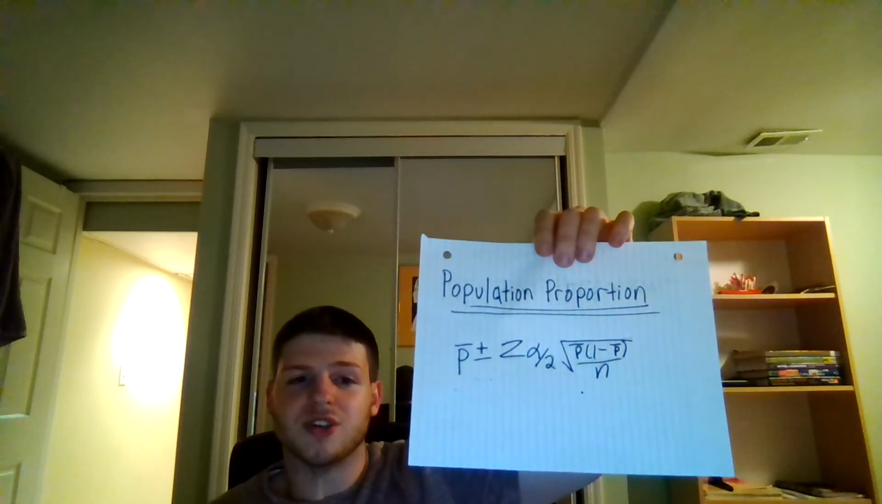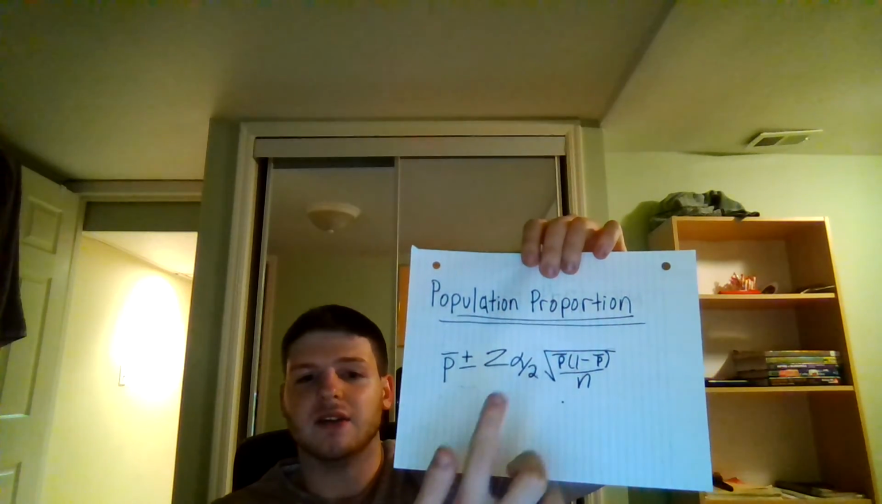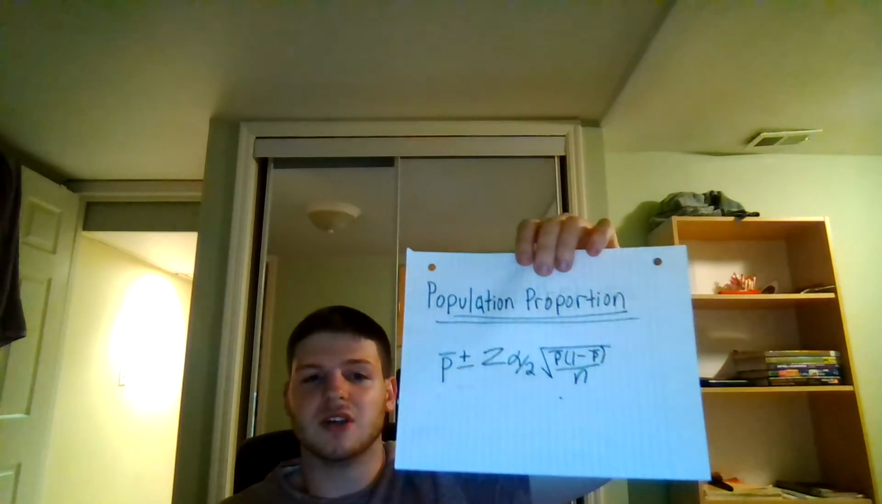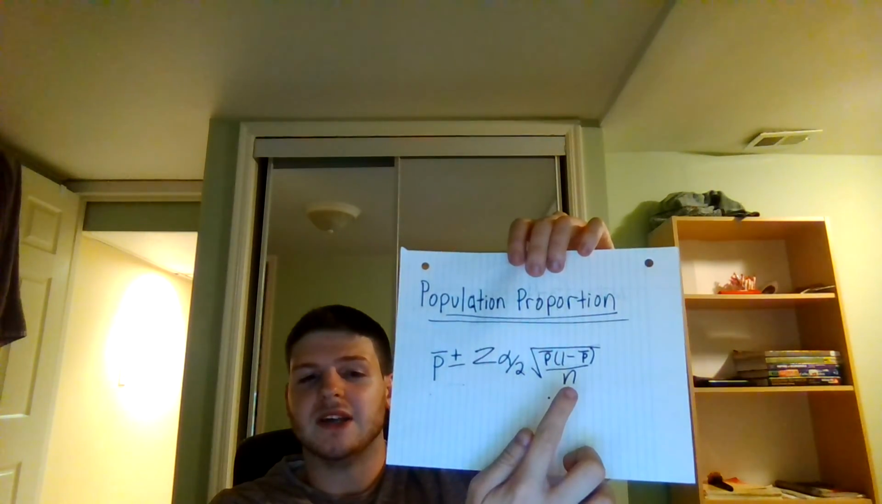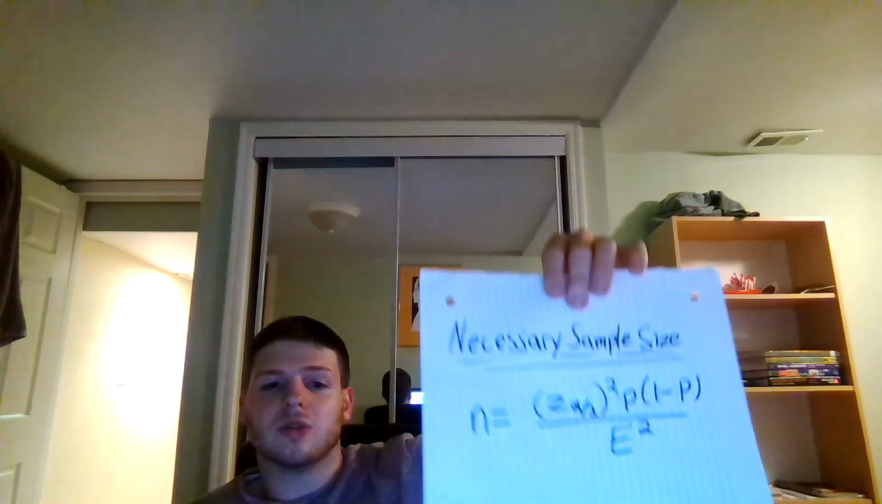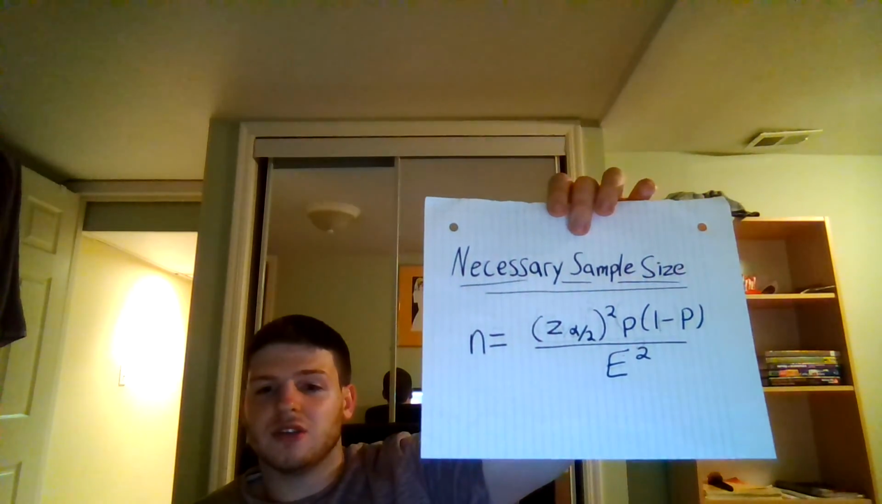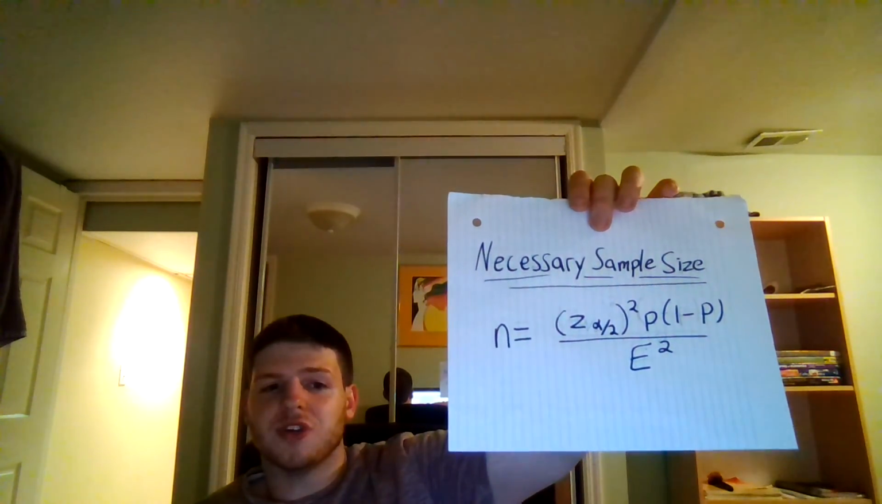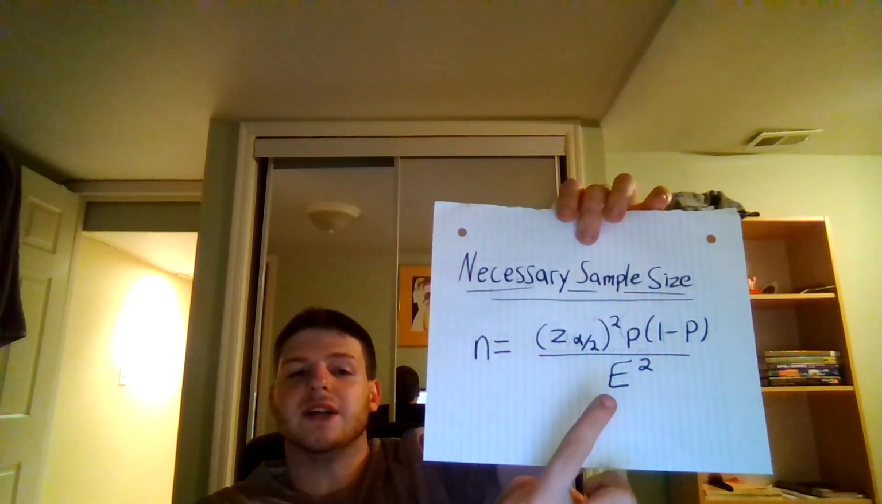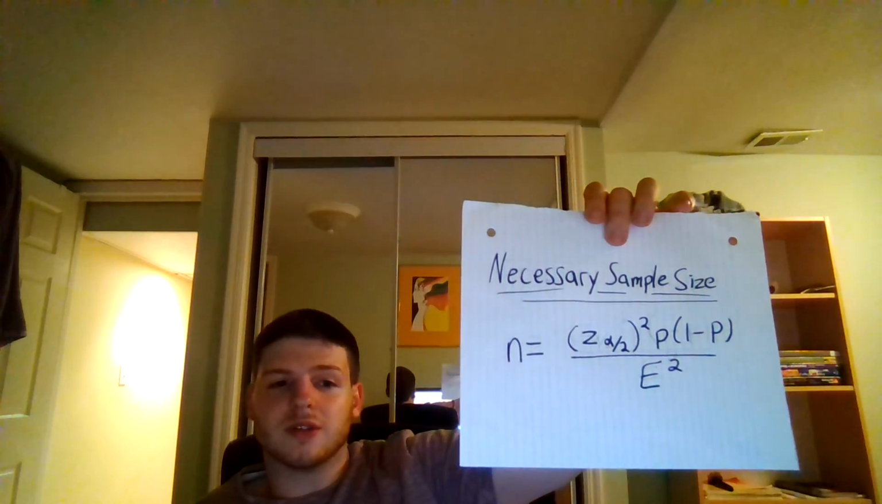your sample proportion, and alpha again your level of significance, and it's going to be divided by n here, your sample size. And also the following equation can be used again to find your necessary sample size for a population proportion, where E again is going to be your margin of error. And that is it.